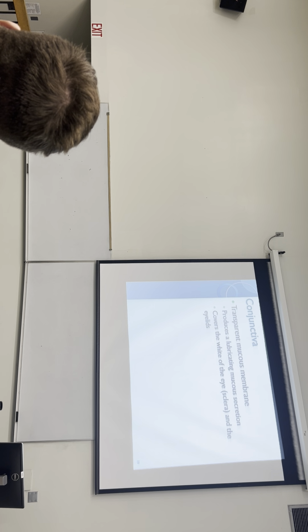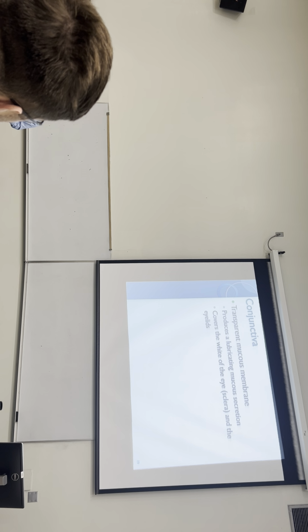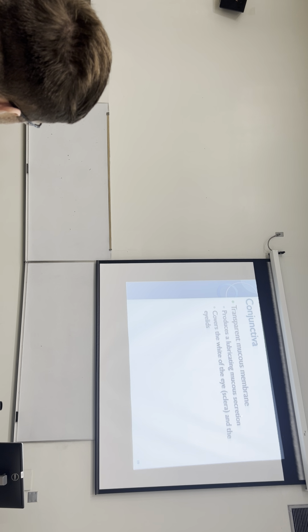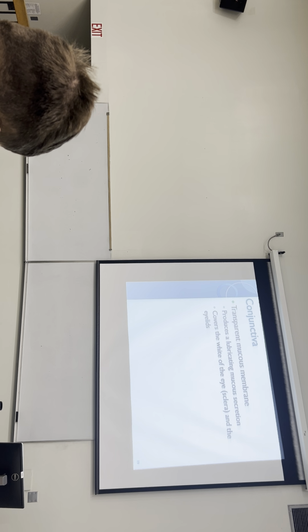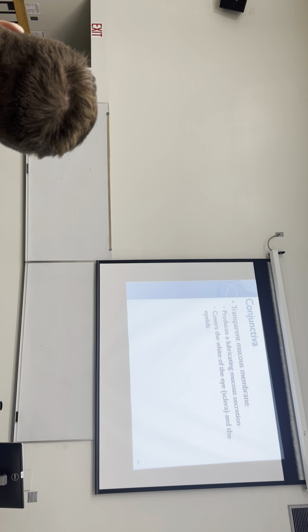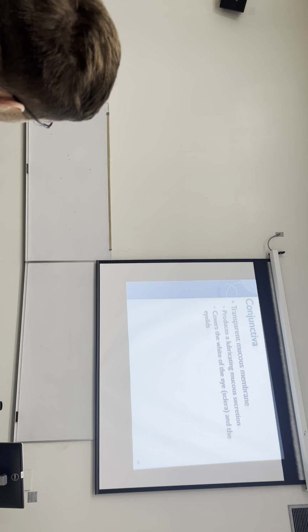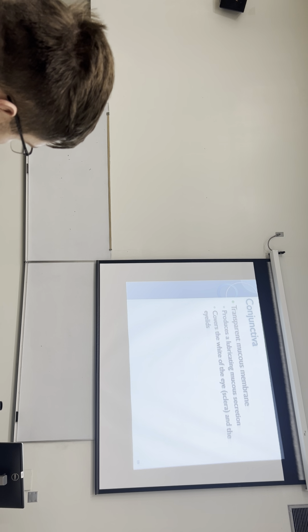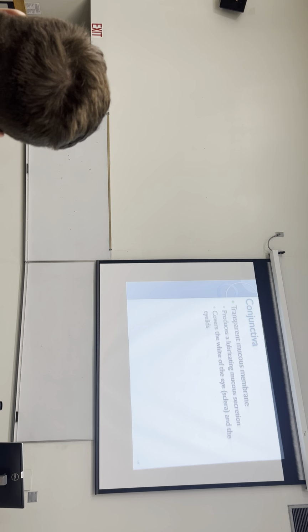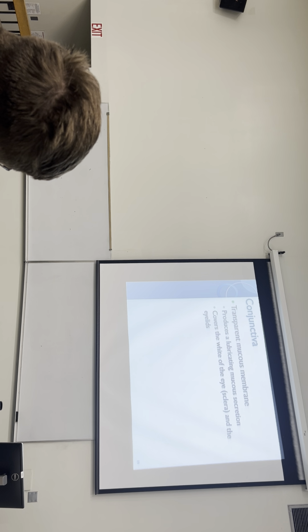So the conjunctiva is a mucous membrane. It covers the white of our eyes, which is called the sclera. We also have conjunctiva underneath, inside of the eyelids as well. These can swell up. It's just a nice, smooth mucous membrane there, and it's protecting the eye.